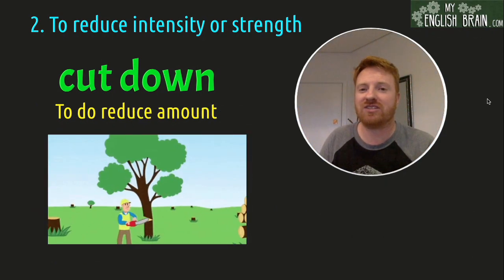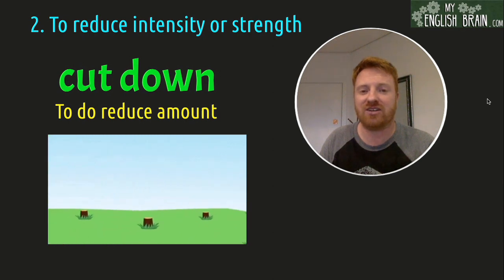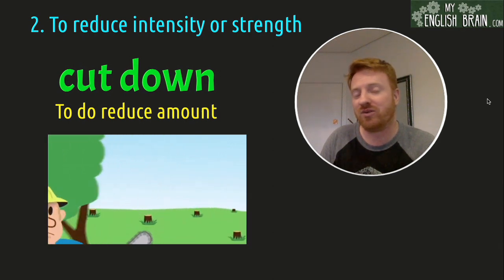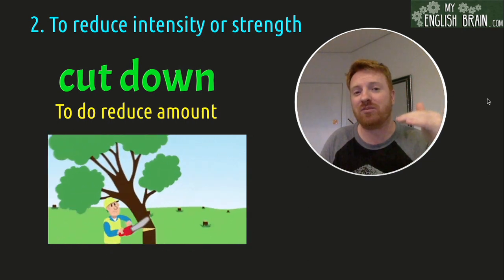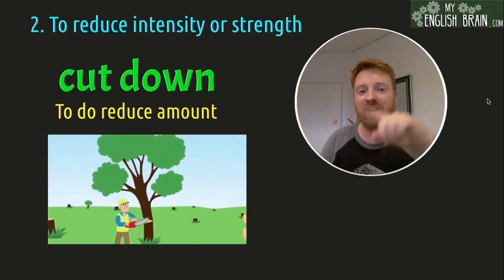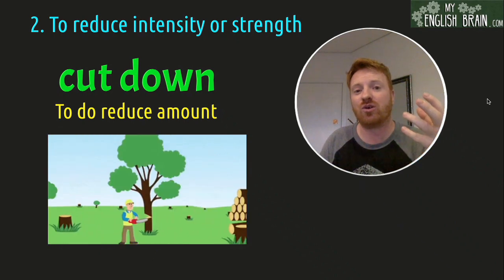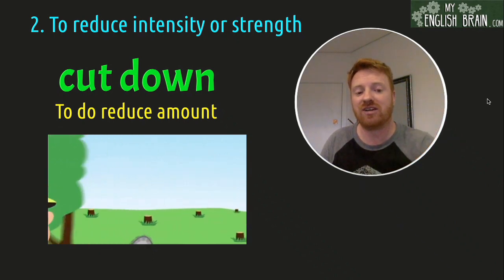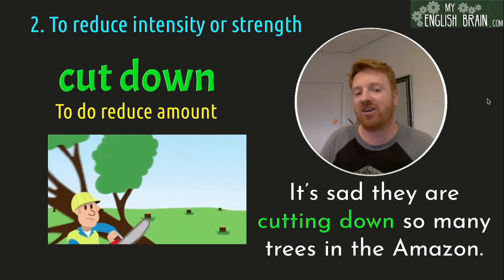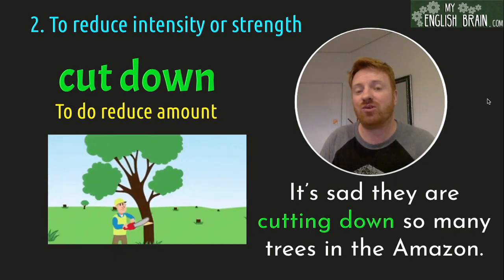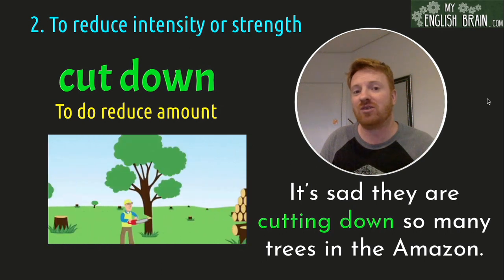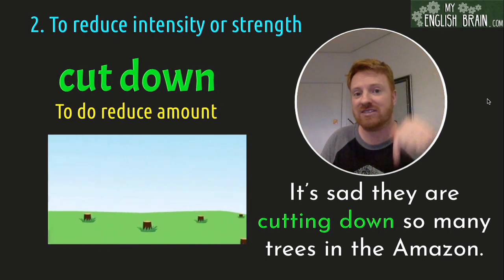We can also see this idea of losing intensity or reducing intensity when we say cut down. Cut down means to reduce the amount of something. If you cut down all of the trees, you're going to have less trees. So, it's sad they are cutting down so many trees in the Amazon. Now there are fewer or less of the trees when they cut the trees down.